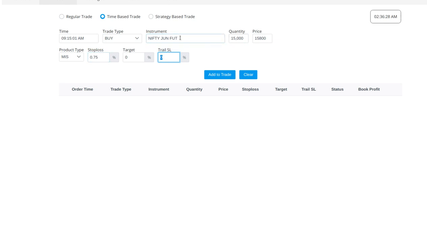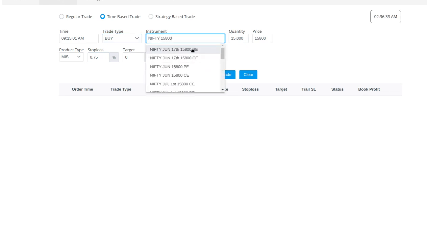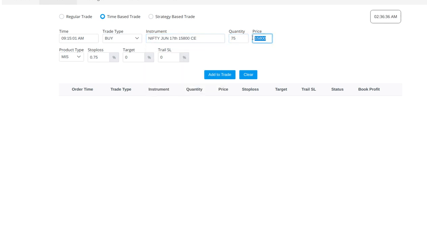So I would like to say Nifty 15,800 CE, June 15,800 CE, and I would like to buy it at 100 rupees. Once the order is completed, you can place the stop loss order, stop loss at 20%. If the stop loss is configured, then the stop loss order is immediately placed once the initial buy order is completed. And also if you specify the target, as soon as the price goes to 120 rupees, which is 20% higher than the buy price, then it will immediately cancel the stop loss order and place the exit order as a market order.